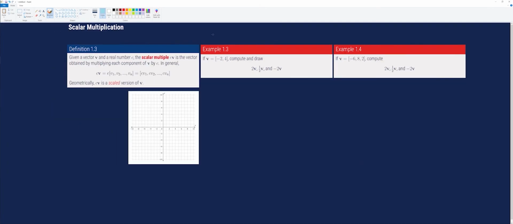The next operation is scalar multiplication. We define the operation as, given a vector v and a real number c, the scalar multiple c times the vector v is the vector obtained by multiplying each component of v by c. In general, we have this solution.